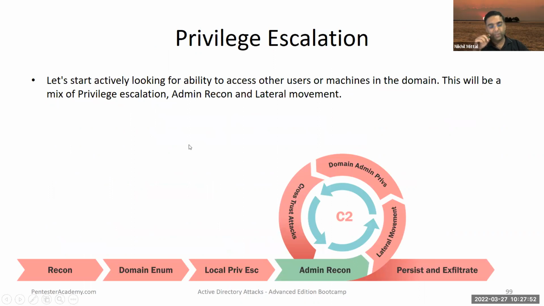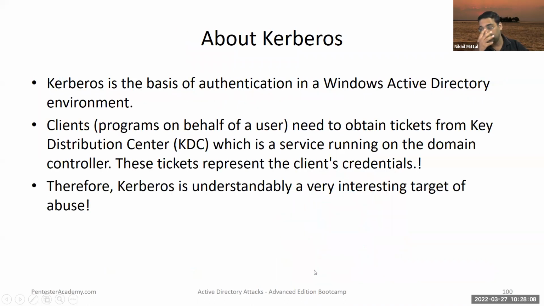Now, once we have local admin privileges on our foothold and one more machine, let's start hunting, or actively looking, for the ability to access other machines in the network. So now we can go into the admin recon phase. That is, can we now access other machines in the domain? So we'll abuse Kerberos for that.